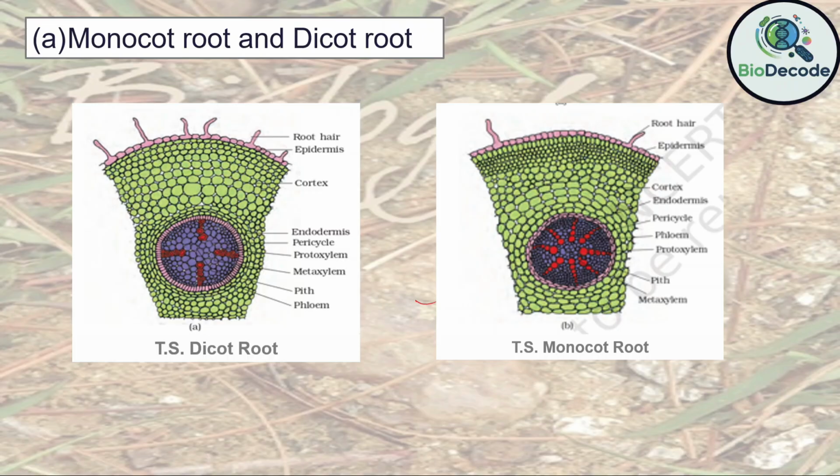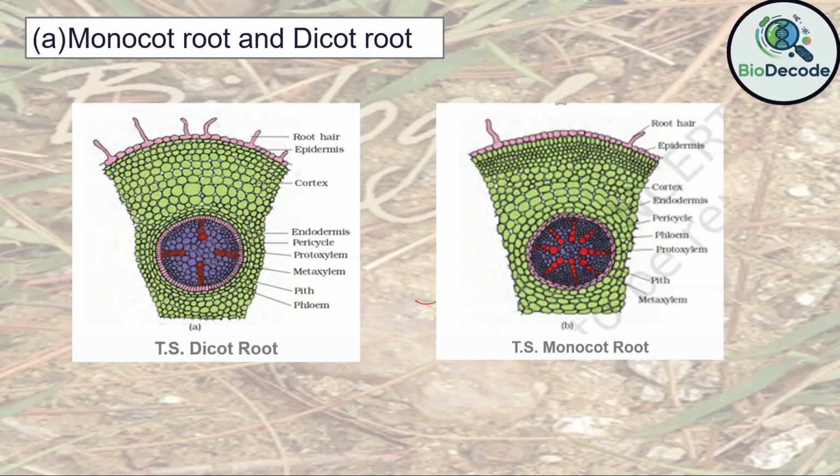In contrast, a monocot root, such as the maize root, also shows epiblemma, cortex, endodermis, pericycle, and vascular bundles. However, there are more than 6 xylem bundles, a condition known as polyarch. Pith is large and well developed, and there is no secondary growth because cambium is absent.